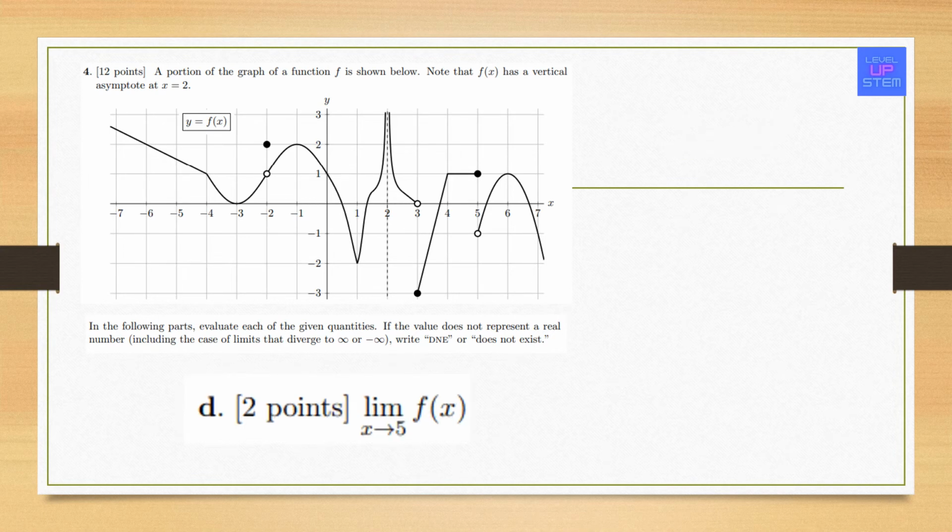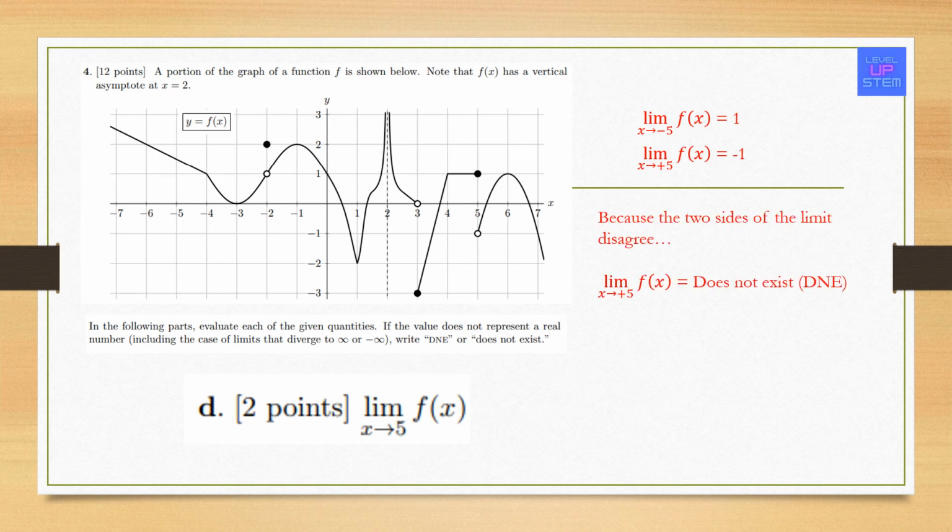So we have the limit as x approaches 5. From the negative side, it's approaching, it looks like, y equals 1 at that point. And as it's approaching from the positive side, it's y equals -1. So those two things disagree with each other, and because they disagree, that limit does not exist, or DNE, like they want you to write.